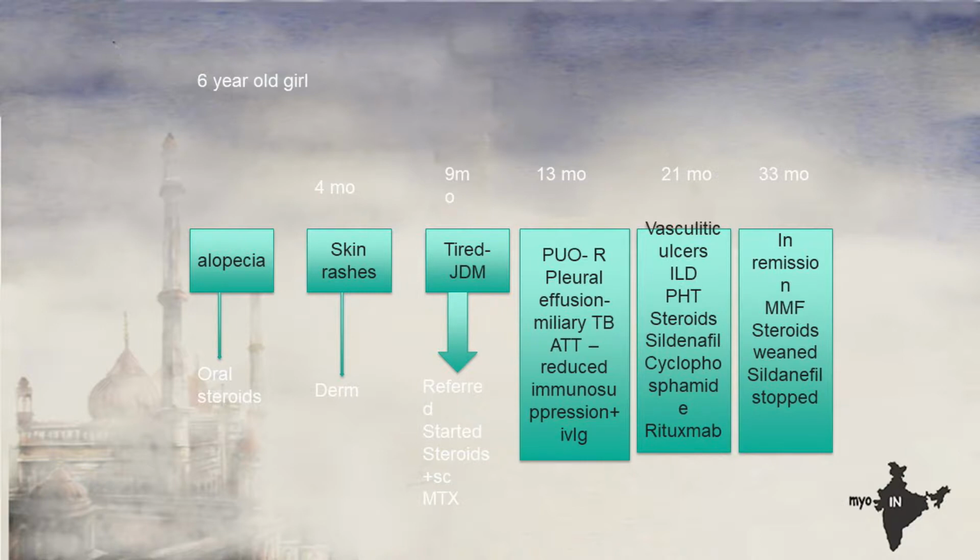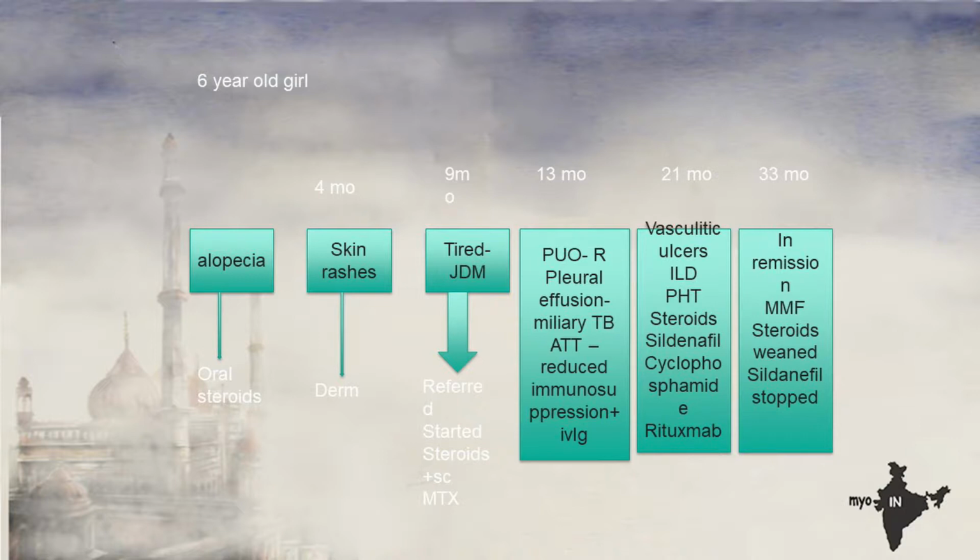Over time, she started developing skin rashes, for which she was getting again non-specific therapy, and then she presented at 9 months with features of muscle weakness, severe wasting, and other rashes typical of a JDM. And so a diagnosis was made, and she was started on appropriate therapy, to which she improved very nicely. 4 months down the line, she presented with now a pyrexia of unknown origin, which turned out to be miliary TB and a pleural effusion.